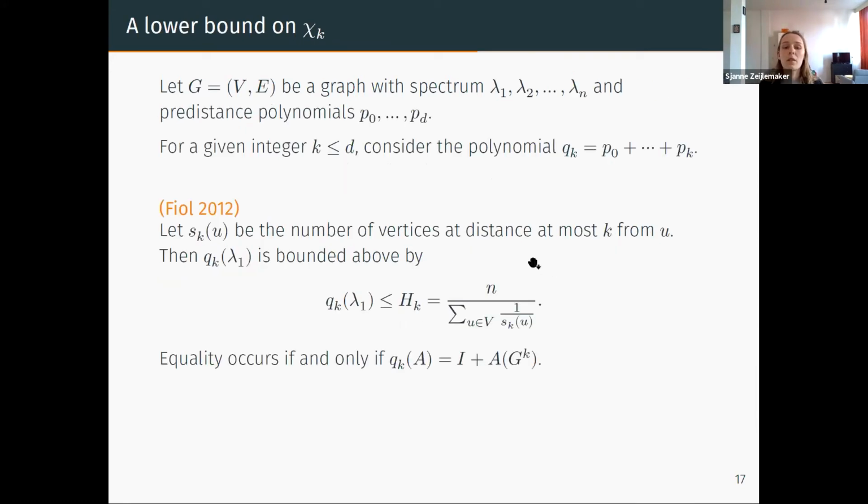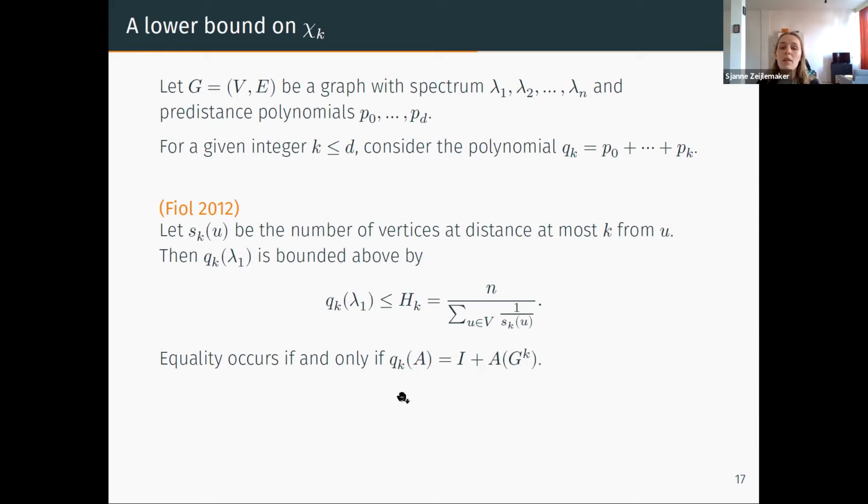And what Fiol showed is that if we take the sum of such polynomials and evaluate it on the largest eigenvalue, then we have an upper bound for this. And this upper bound contains a parameter that he called k, which is essentially the number of vertices at distance at most k from a vertex. So you can see here the relation to coloring in the sense that these would be exactly the vertices that you're not allowed to give the same color.